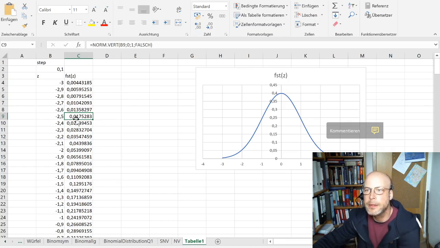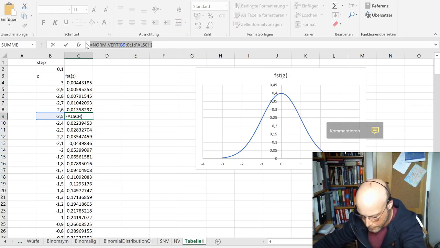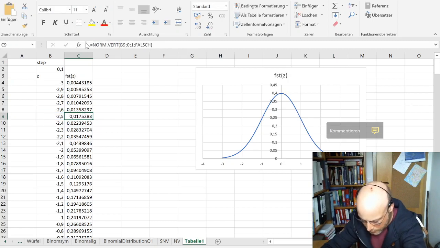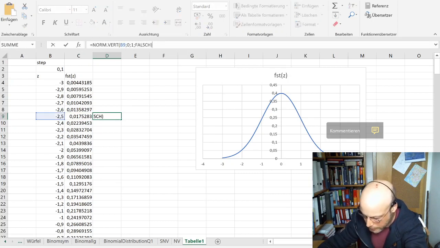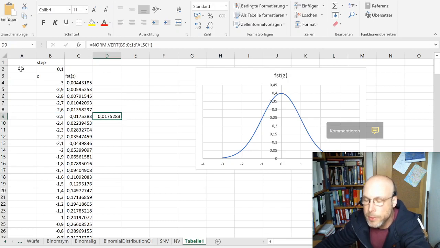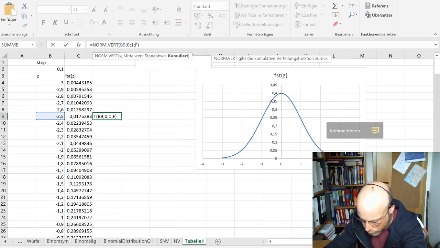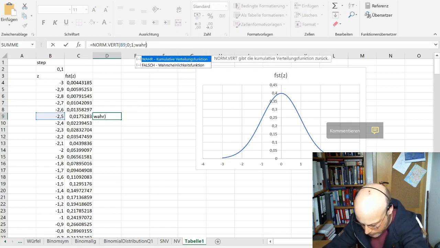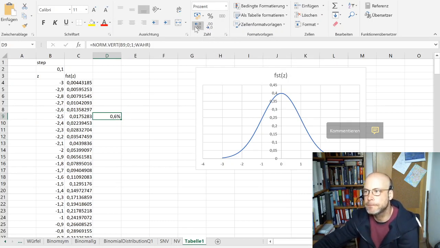Oh, no. So we need the cumulated value. So it is not this formula here, because this is a number of the density function. And now we want to have the cumulated value. So we change this into true, or in German wahr, enter, and here we have our number and these 0.6 of the probability.